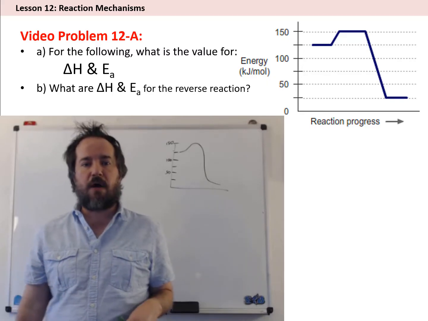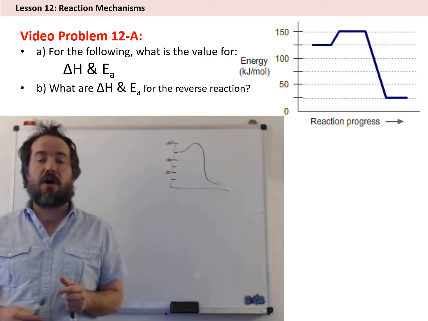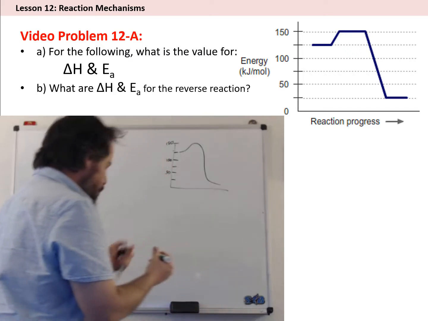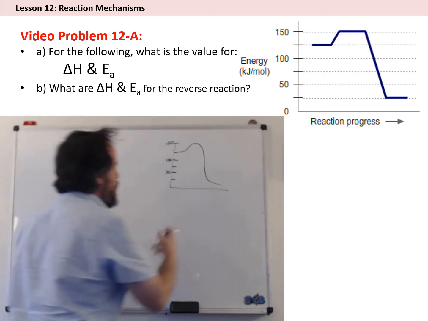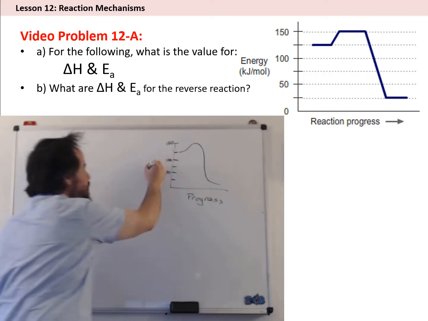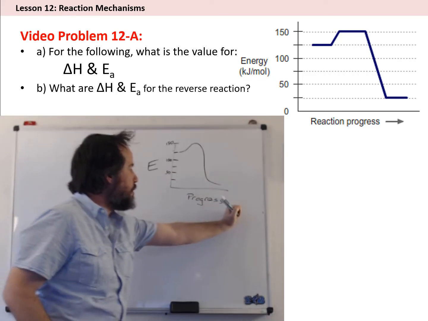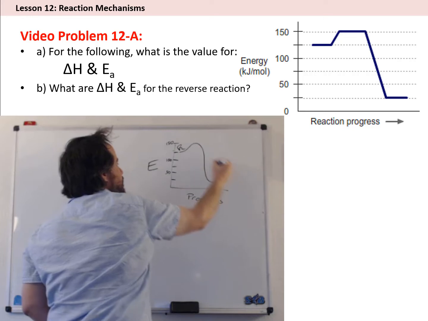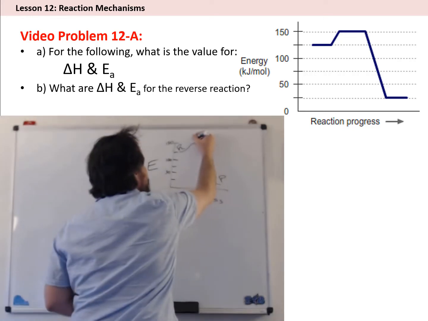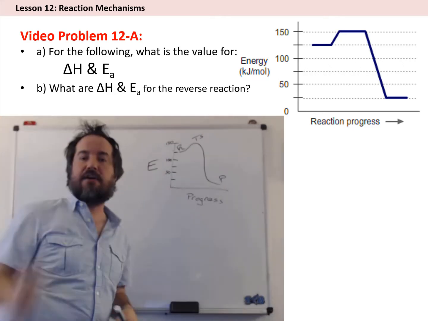All right, so we're going to talk about reaction mechanisms for lesson number 12. One of the things we talk about in this lesson is reaction progress diagrams, where we look at the progress of a reaction and the energy associated with this. So we have the beginning of the reaction going to the end. The beginning of the reaction is reactants, the end is products. And in the middle, we have the transition state. Transition state is high energy.